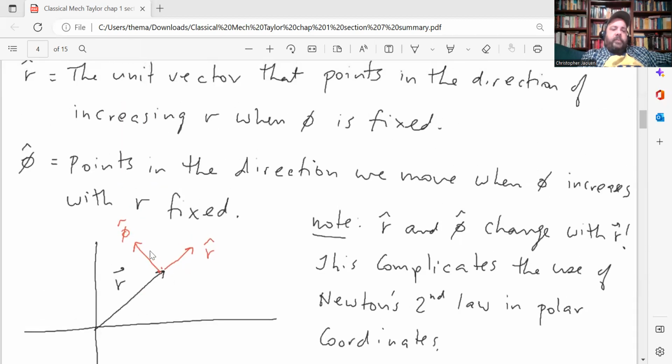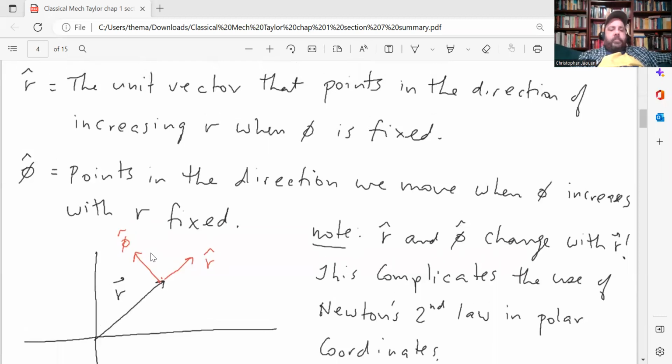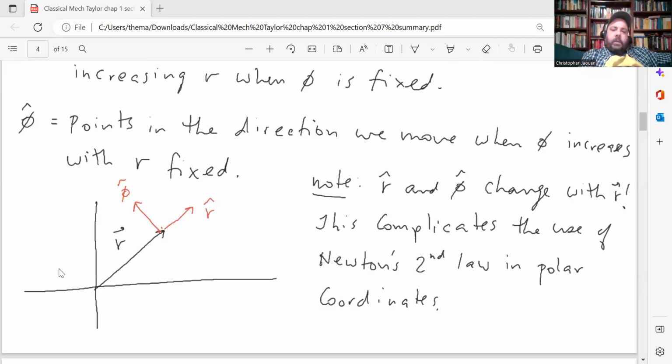Right? Phi hat is defined to be the unit vector that points in the direction we move when phi increases with r fixed. I should have put the unit vector in front of this because it has to be unit length. So here I have phi hat drawn in the picture. Remember, in trigonometry, the convention is the counterclockwise direction is considered the positive direction for angles. So phi hat points in the positive direction, the direction where phi increases with r fixed. Okay. And notice that these two vectors are orthogonal.